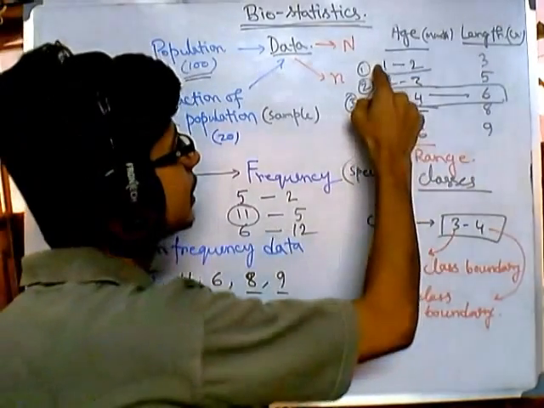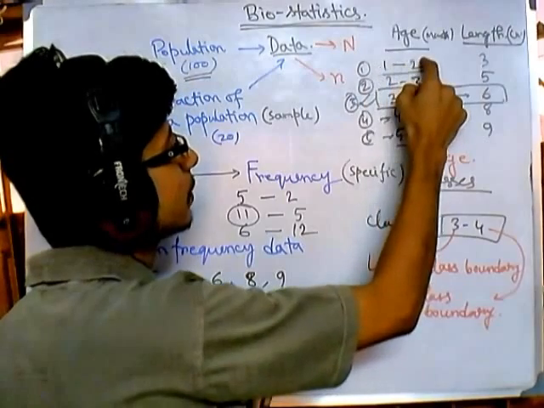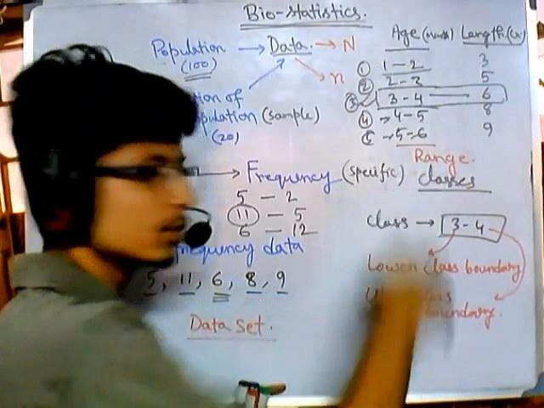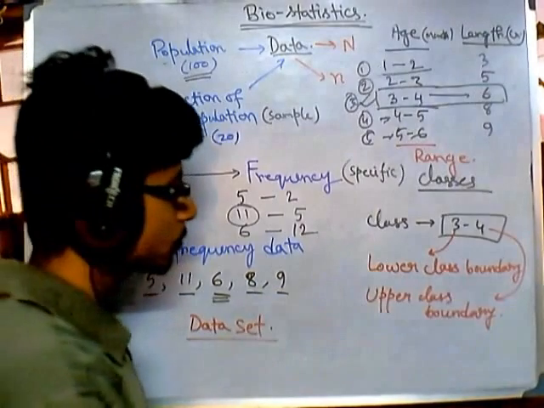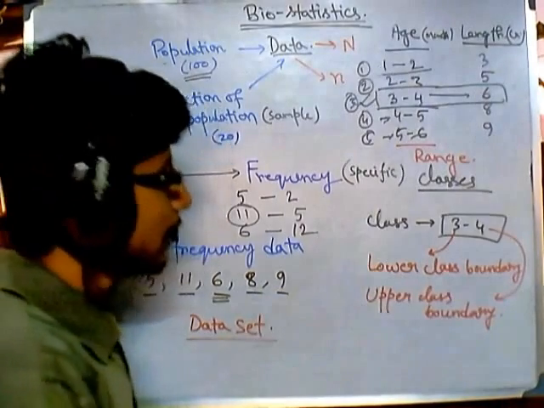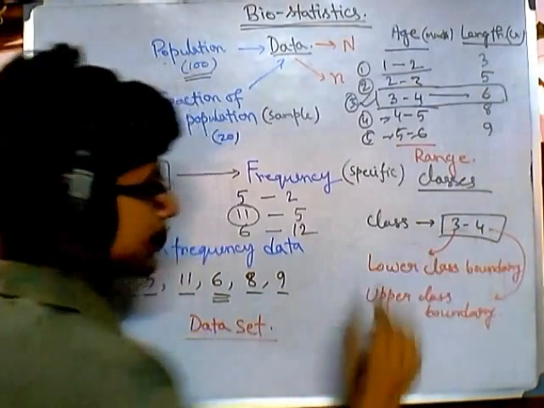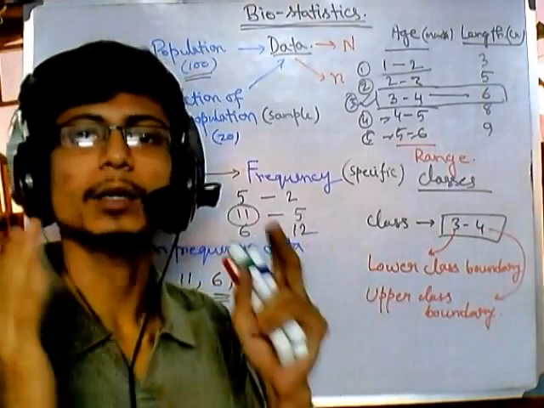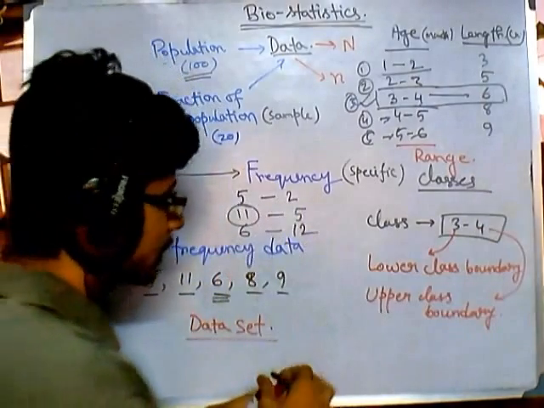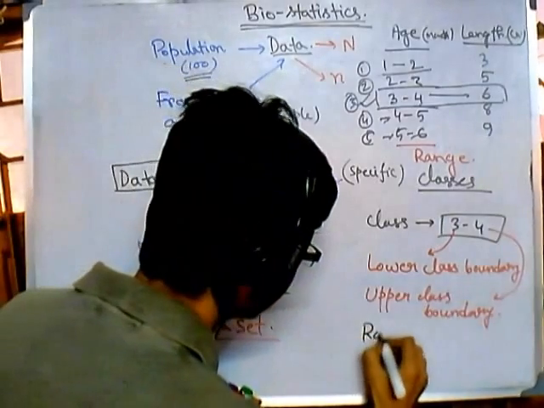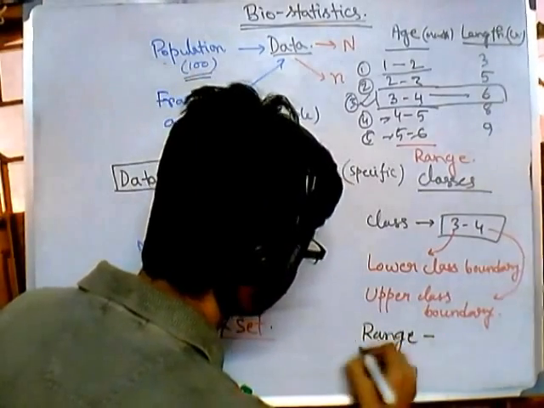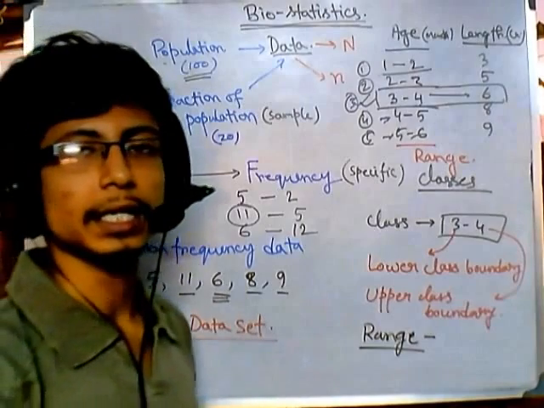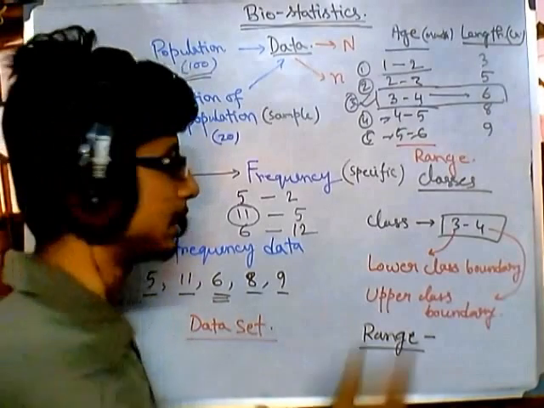For example, this 1 is the lower class, this 2 is the upper class; in the second, 2 is the lower class, 3 is the upper class, and so on. It is going like that. Now the distance, or the range of the class, is called the class width. So how many data points or sample elements are there in this class?